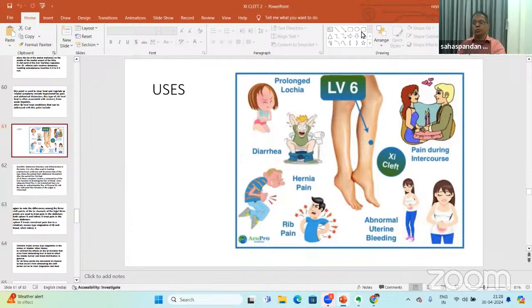So it's also used for the beautiful baby point. If a pregnant woman wishes her baby to be beautiful, use this point. And anxiety, this point is used for anxiety. This point is used for manic depression. Okay.